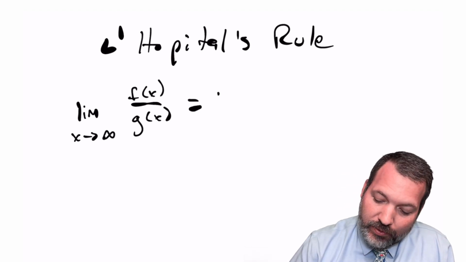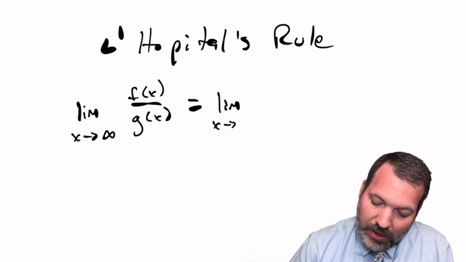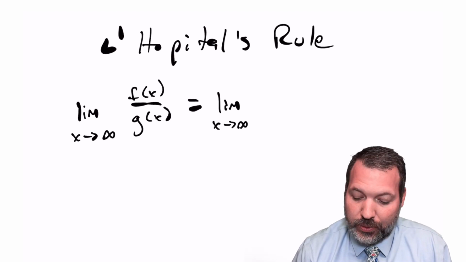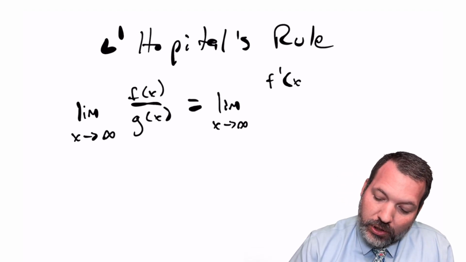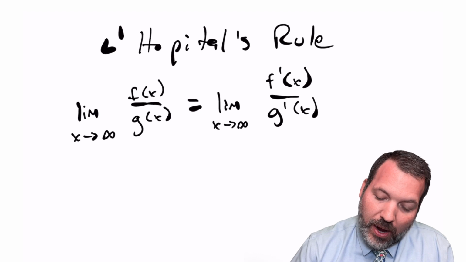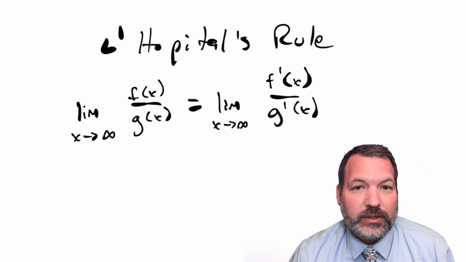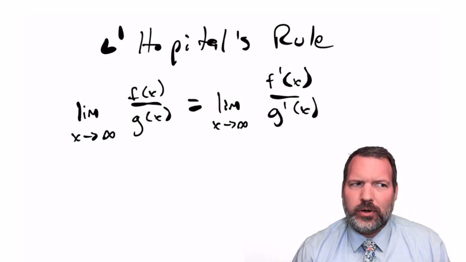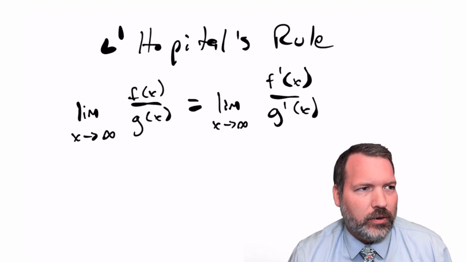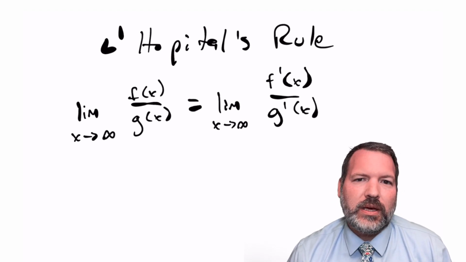Provided that they're well behaved, we can say that this limit is going to be the same thing as x approaches whatever particular value of the quotient of their derivatives, f prime of x over g prime of x. Again, you might think, isn't this ahistorical? Surely this developed much later than when we started to figure out the value of e, and the answer is no.